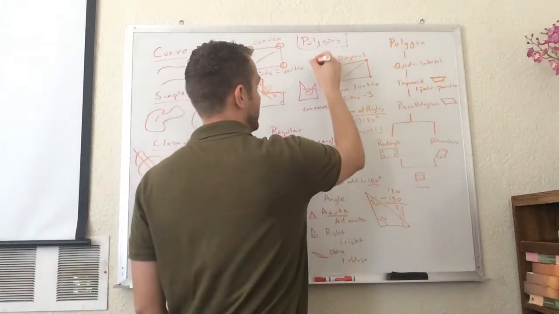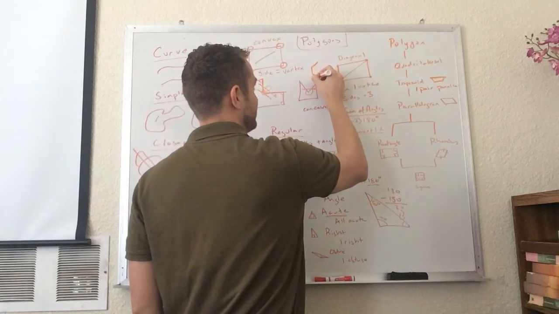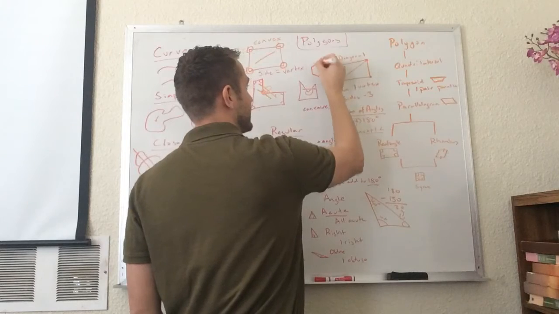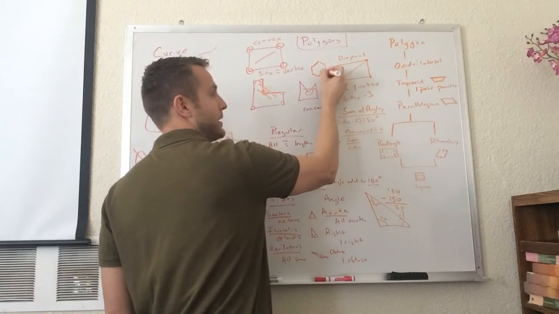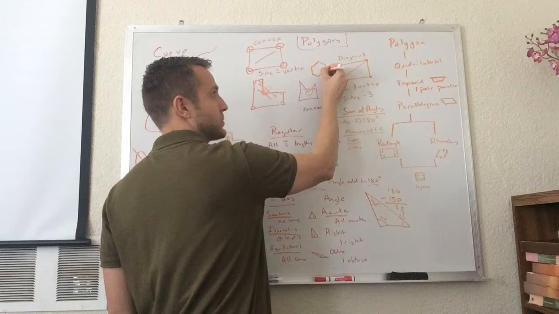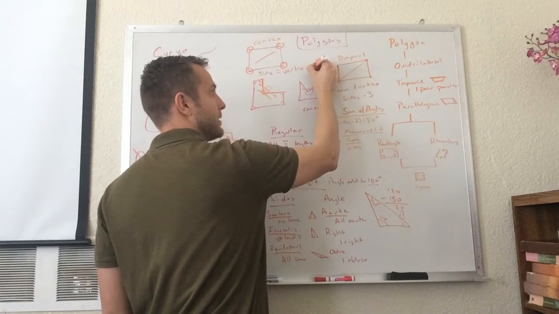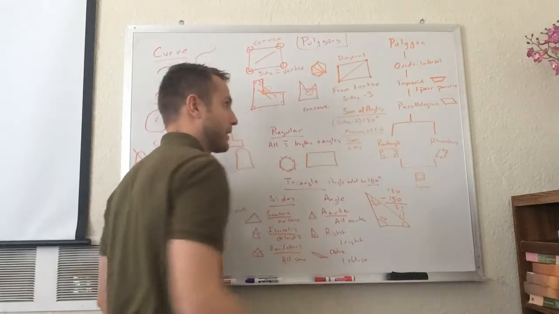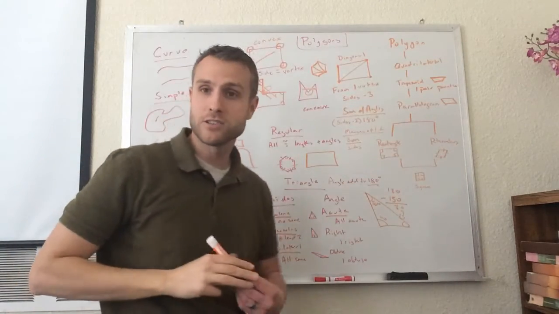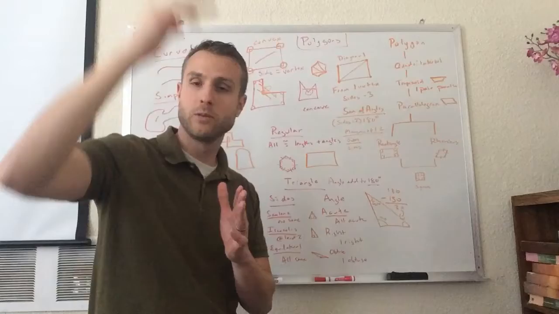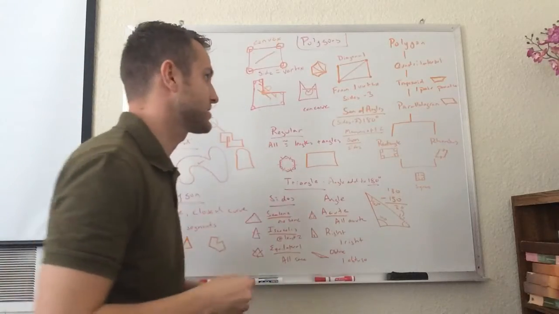Let me give you another example. Let's say I have a hexagon. If I can choose any vertex, I'll choose this one. These are the adjacent, so I can draw it to that one, and that one. So the diagonals go from one vertex to any other vertex that is not next to it.